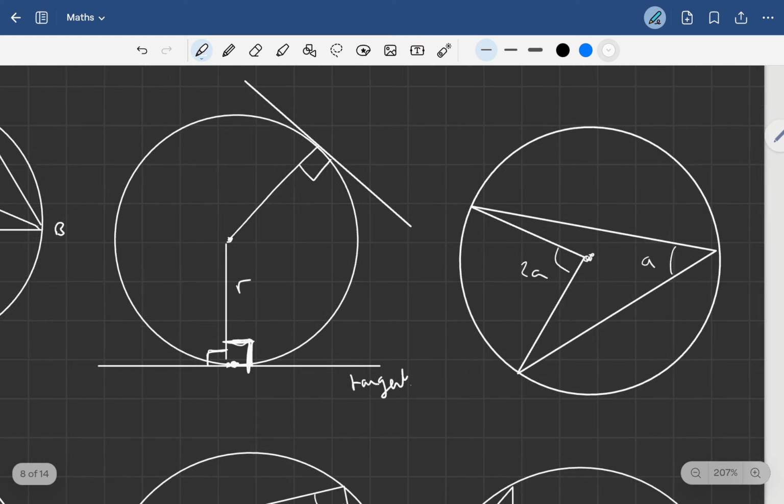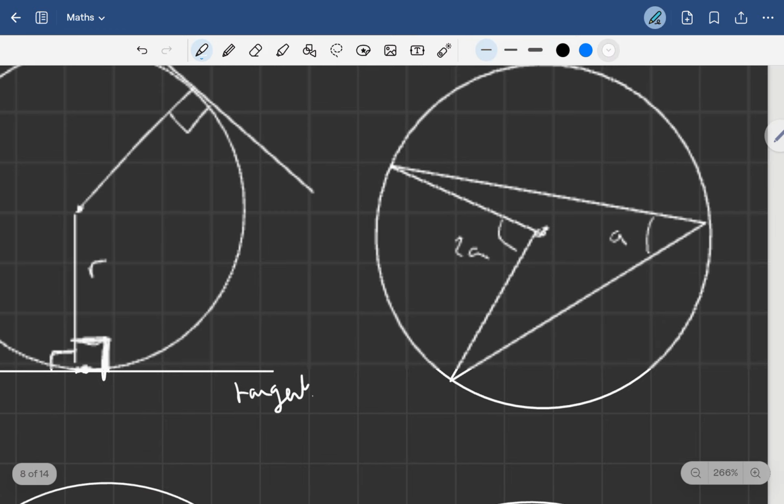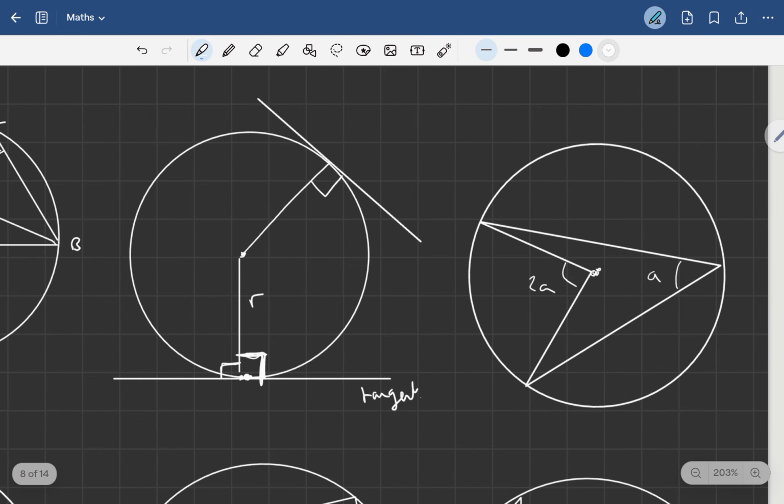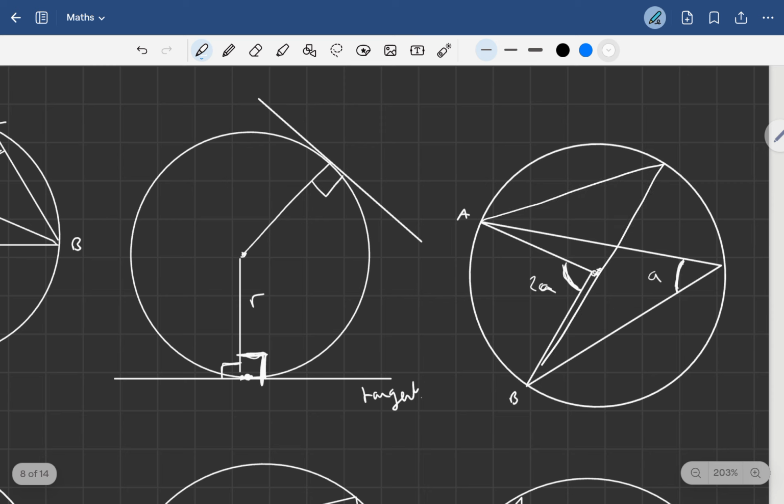Okay? Now, the third circle theorem is, say we have point A, B, and we subtend that to the center of the circle, we form an angle of 2A. Now, if we subtend it to anywhere on the circumference, we form an angle A. So this angle right here is always going to be double this angle. Okay? This is also true for this, for example. This right here will also be A, aka half the angle made when we do it at the center.